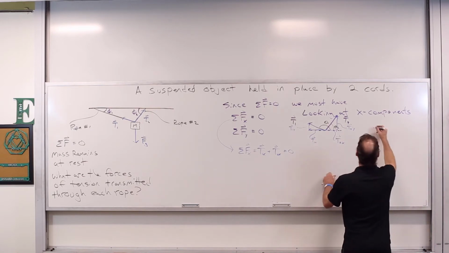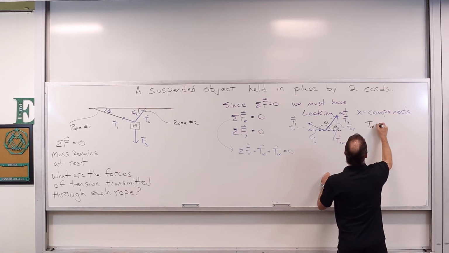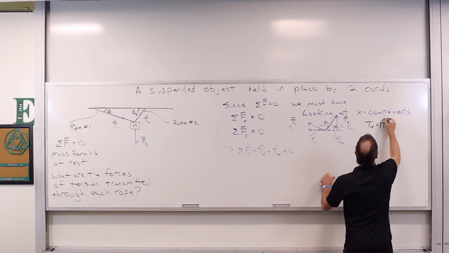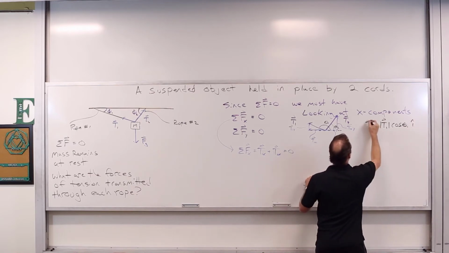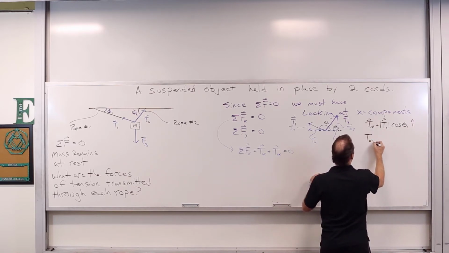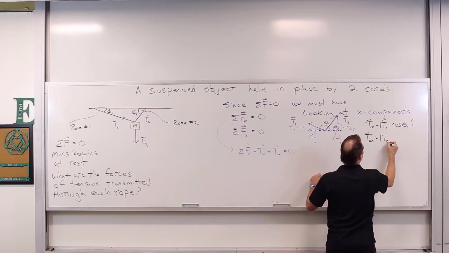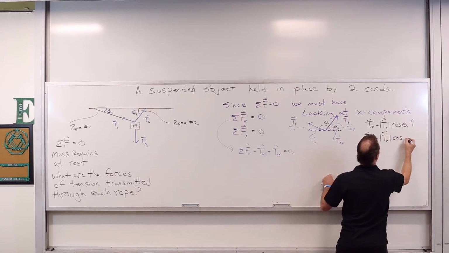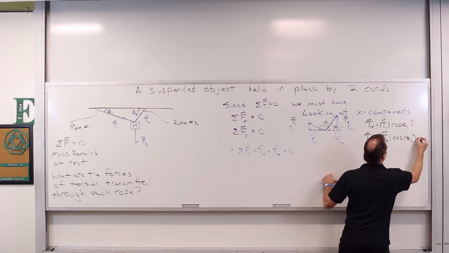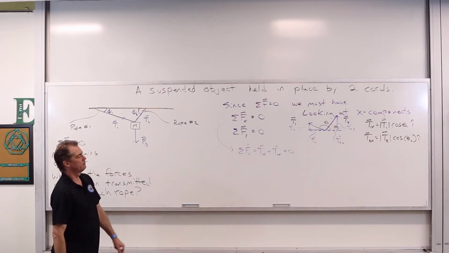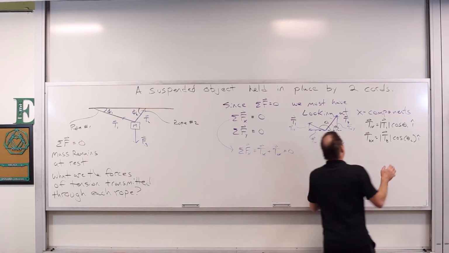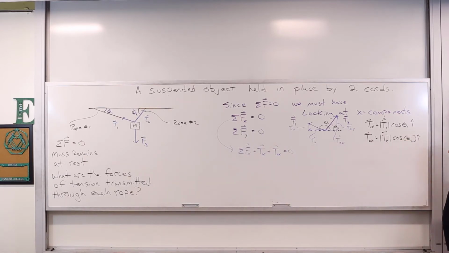Because what do we have? We have that T1x is going to be equal to the magnitude of T1 times the cosine of theta 1, and that'll be i hat. And T2x is equal to the magnitude of T2 times the cosine of theta 2 i hat. So there's the x components, or really the x portion of the vectors of tension, the forces of tension of the ropes themselves.